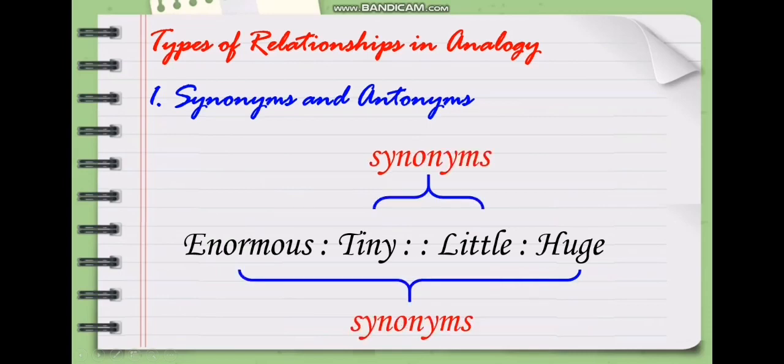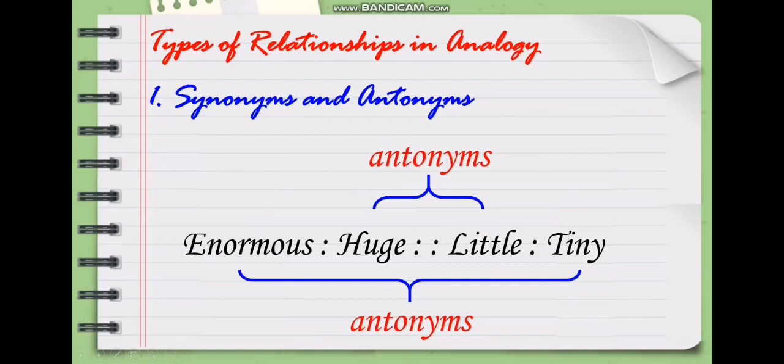In analogy, it doesn't matter how words are arranged in a set. It could be enormous is to tiny, as little is to huge, or enormous is to huge, as little is to tiny. As long as you know how to relate a word to other words from the given set, you will be able to compare a pair of words to the other pair of words.